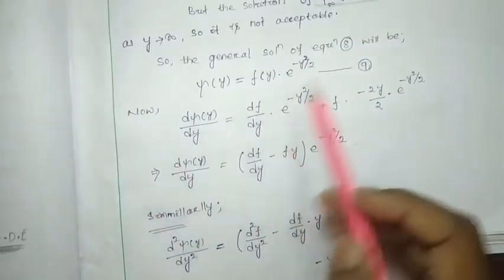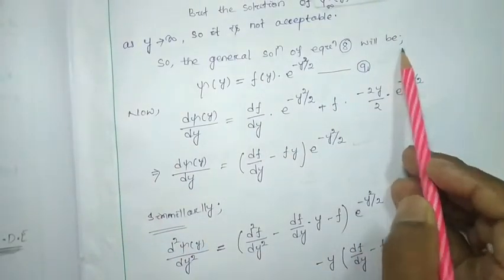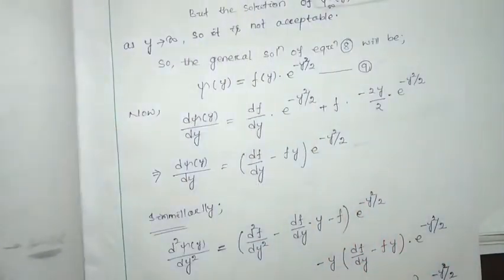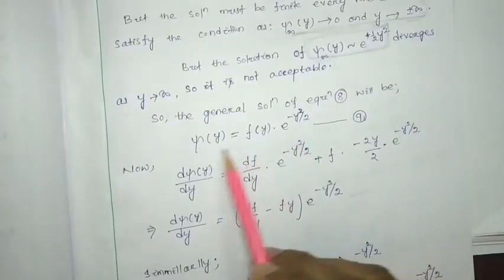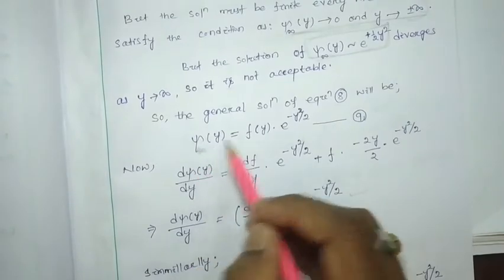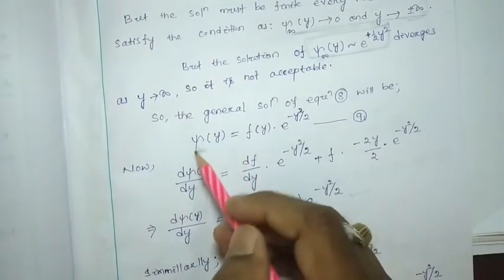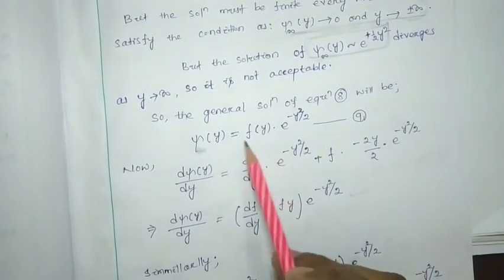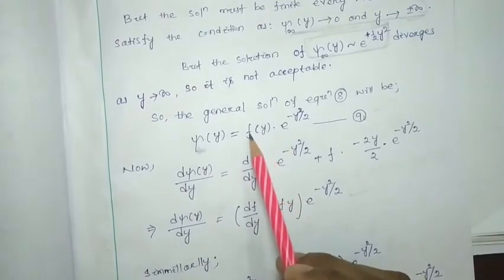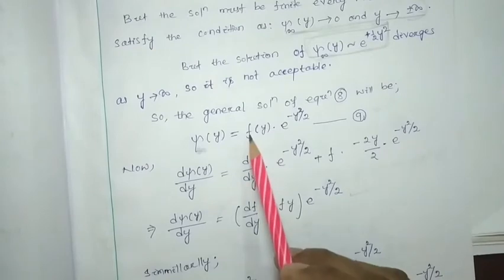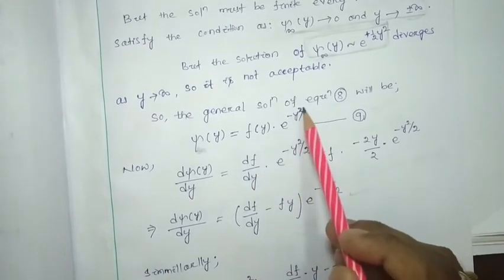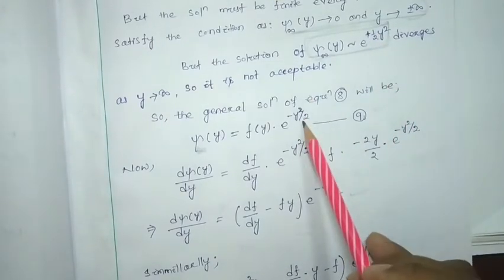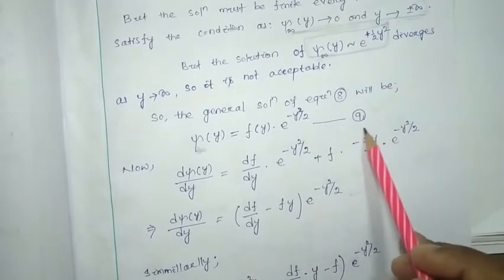Now the general solution of equation number 8 will be psi y equal to f y, some constant with some variable, into e to the power minus y square by 2, because plus y square by 2 is not going to be considered, only minus y square by 2 has to be accepted. This is equation number 9.